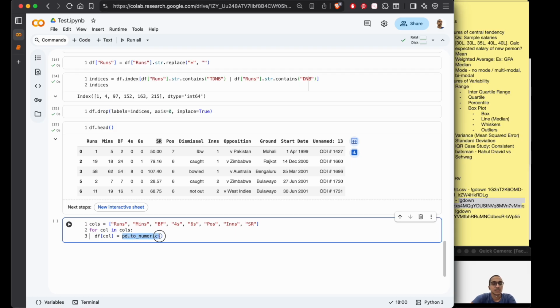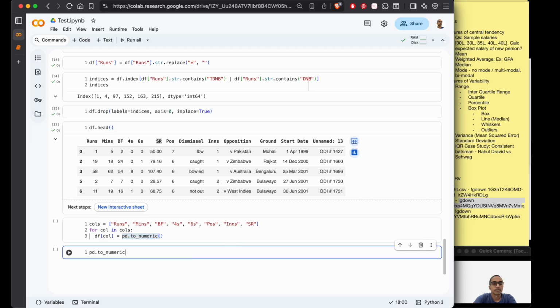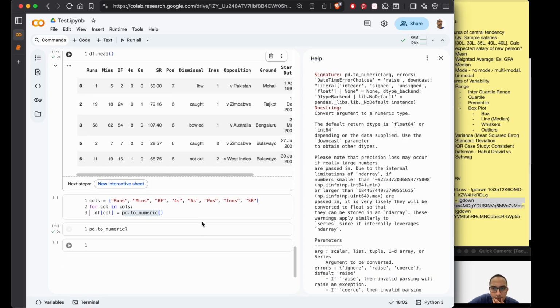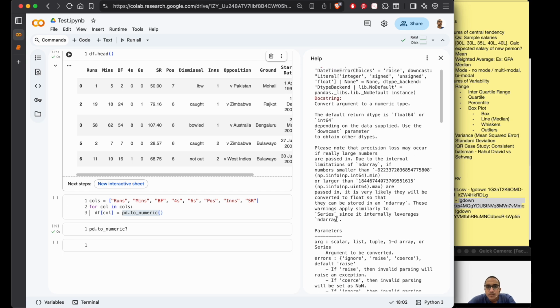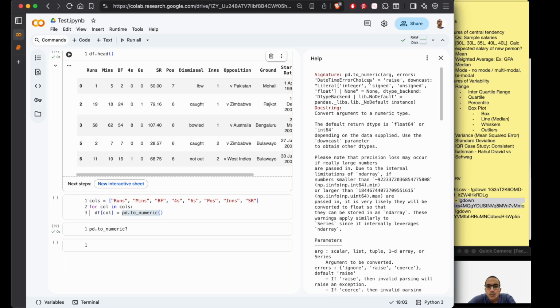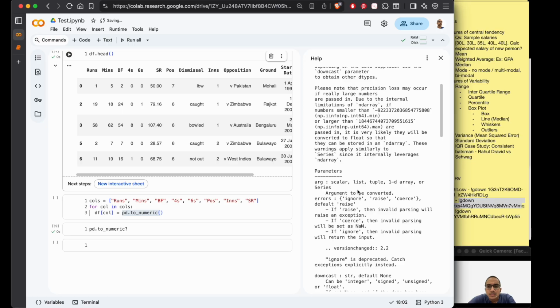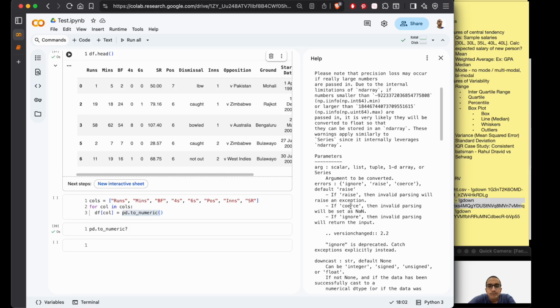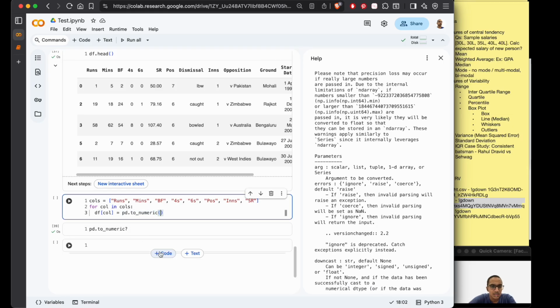One second, let me check the documentation. Scalar, list, tuple. Okay, so it accepts the series directly, so we'll pass the series. So df[column], you see here this argument accepts the series, and for errors we will do coerce.